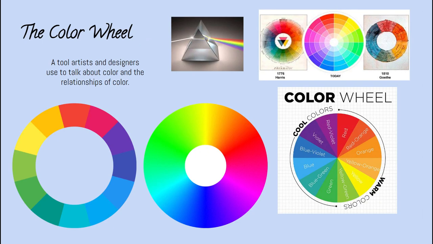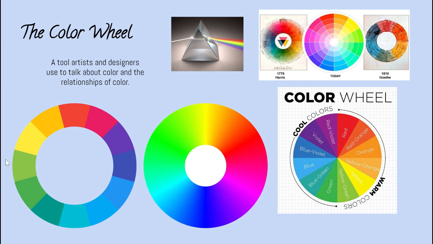The color wheel is a tool for artists and designers to use to talk about color and the relationships of color. So when you look at the color wheel, what you're seeing is the spectrum, white light being broken down like it would be in a prism in that top picture, and it creates the spectrum, or what we think of as the rainbow. And then we curve that and make it into a circle. So it becomes this wheel, and that is the color space where colors exist.